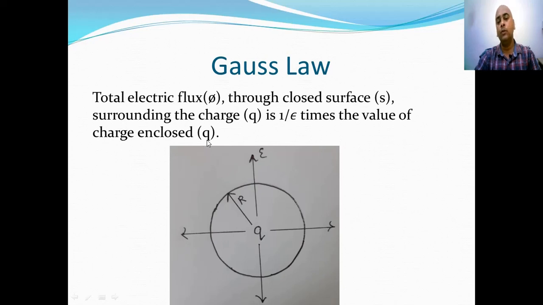So, in order to derive Gauss law, let us suppose a charge Q is placed at the center of a sphere of radius r. So electrical field emanates from the charge, and at any point we can say that the direction of electrical field is in the direction of the area vector.